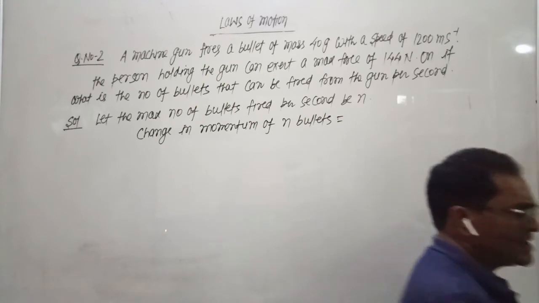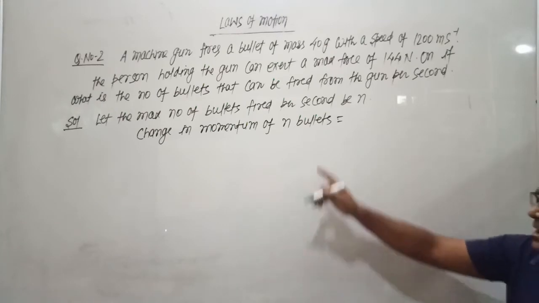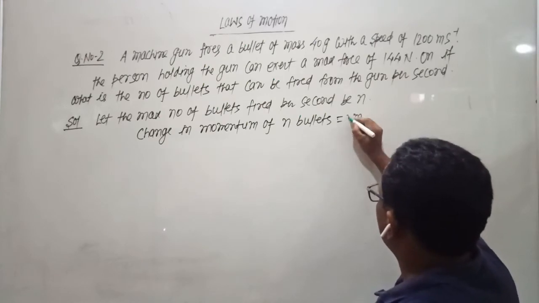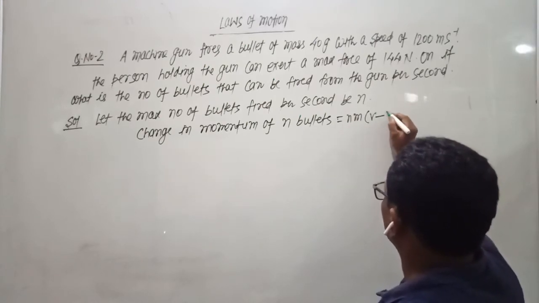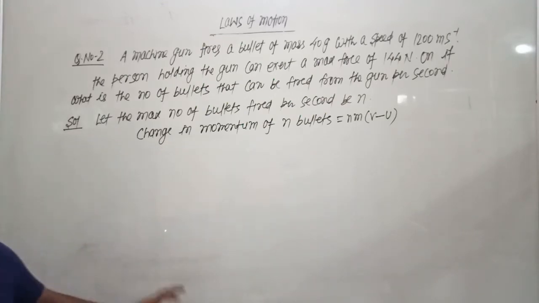So change in momentum of one bullet is mass into change in velocity, m into v minus u, and change in momentum of two bullets is 2m into v minus u. But we are finding the change in momentum of n bullets, so n into m into v minus u. This is the change in momentum of n bullets.